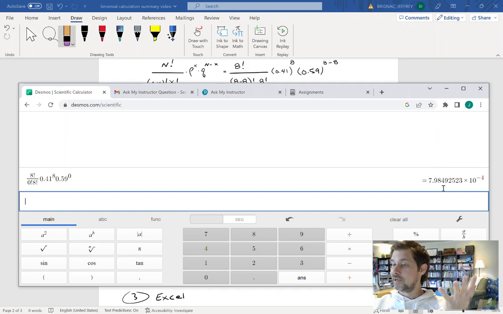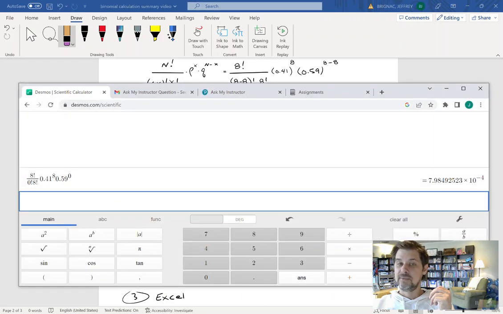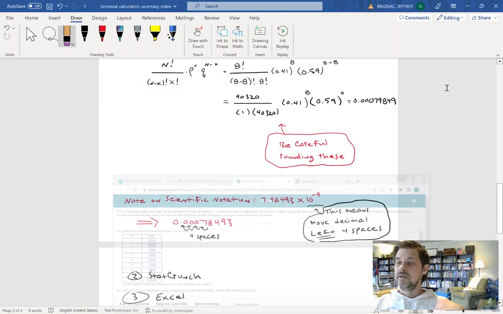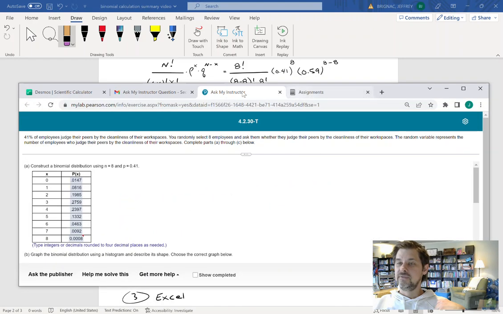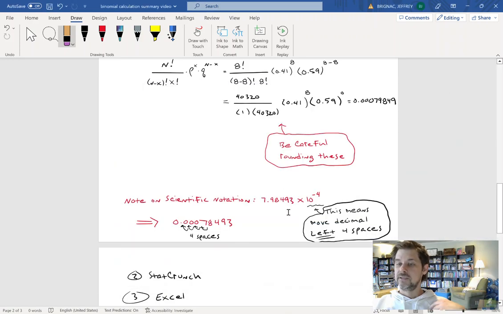All right. Okay, so here's my number right there. It says 7.98492 times 10 to the minus fourth power. Now that's called scientific notation. And that's not what my math lab is expecting us to put in here. It says we'll type a decimal, okay? So we got something called scientific notation back in our calculator, and that may happen to you if you're using a calculator. So I'll mention real quick, there's that number.